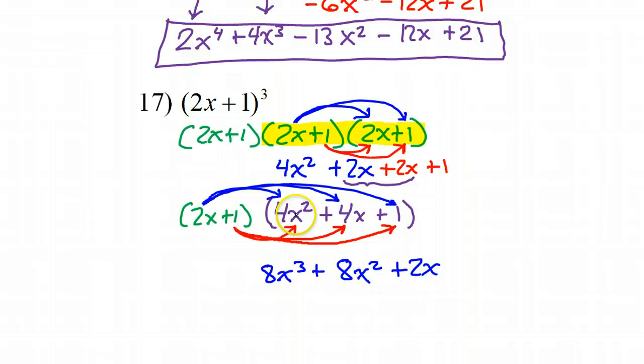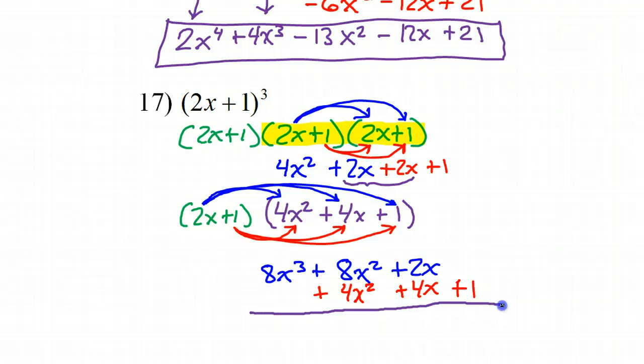Well, 1 times 4x squared is going to be 4x squared. 1 times 4x is 4x. And 1 times 1 is 1. Combining any like terms, I will have 8x to the third power. 8 plus 4 is 12, so I'll have 12x squared. Notice the x squared doesn't change when you combine like terms, just the coefficients.